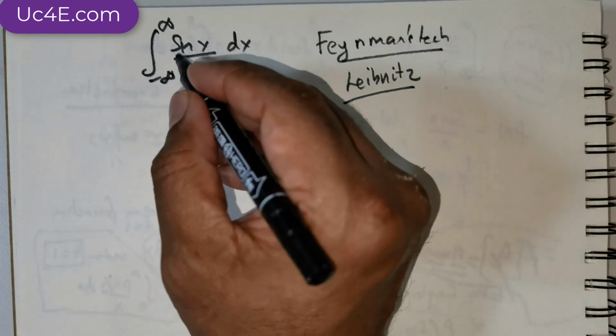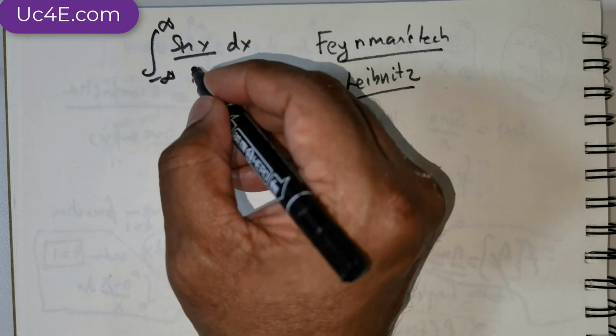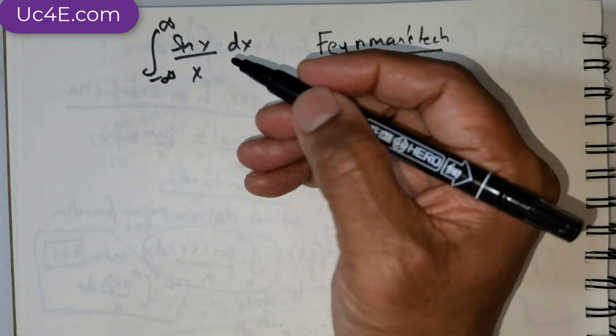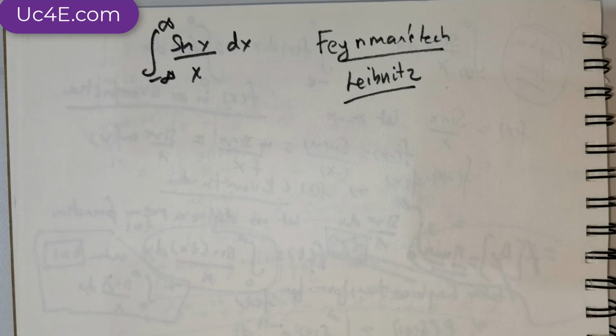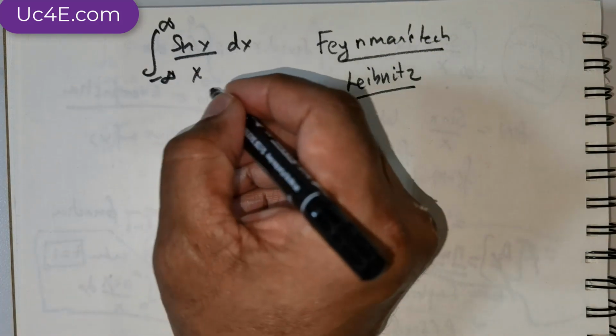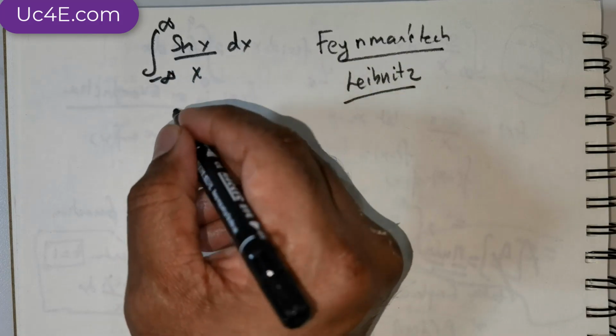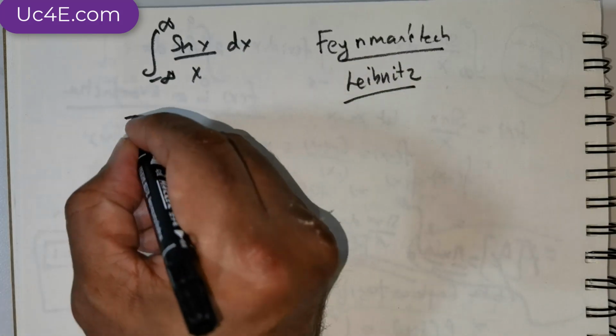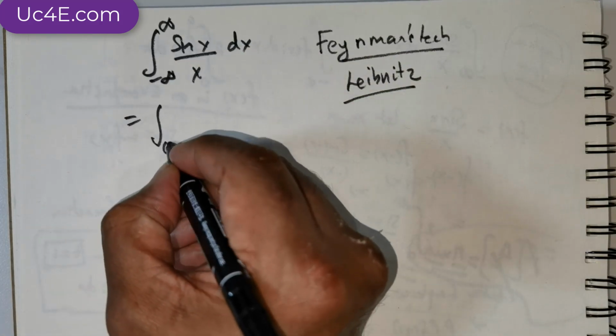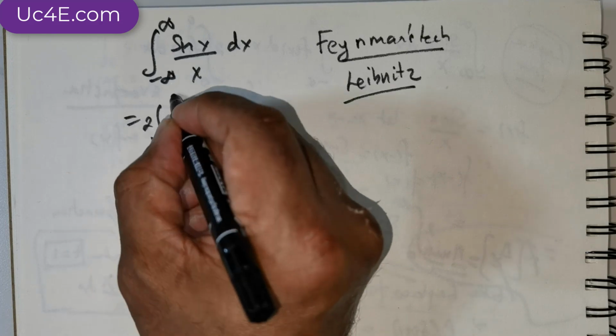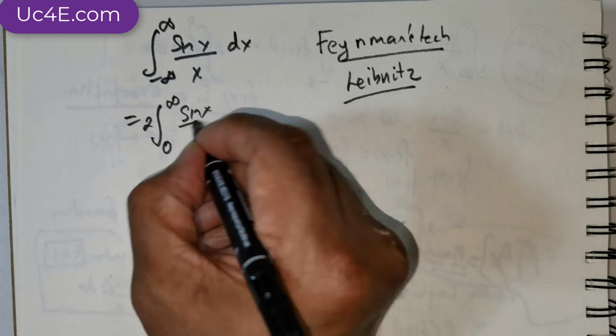Now you might be wondering, okay, let me just solve this using integration by parts, but it is not going to work out. Using integration by parts, you will not be able to solve this. And that's why we are utilizing this technique. So foremost, what I wish to do is rewrite this as 2 times integral 0 to infinity sin x over x dx.